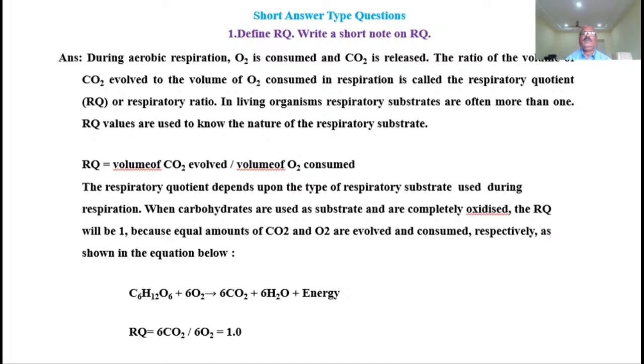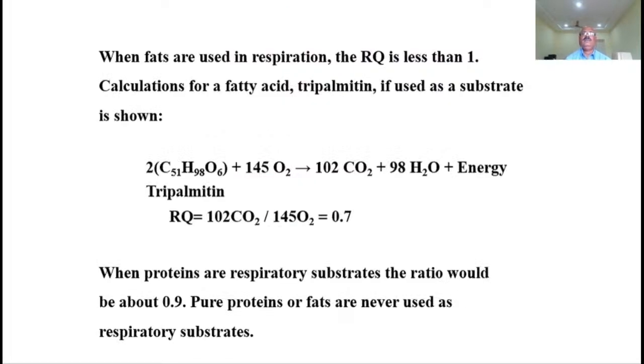The respiratory quotient depends upon the type of respiratory substrate used during respiration. When carbohydrates are used as the substrate and completely oxidized, the RQ will be 1 because equal amounts of CO2 and oxygen are evolved and consumed respectively, as shown in the equation below. C6H12O6 plus 6O2 gives 6CO2, 6H2O plus energy. That means 6CO2 evolved, 6 oxygen consumed, so 6CO2 by 6O2 equals 1. When fats are used in respiration, the RQ is less than 1.